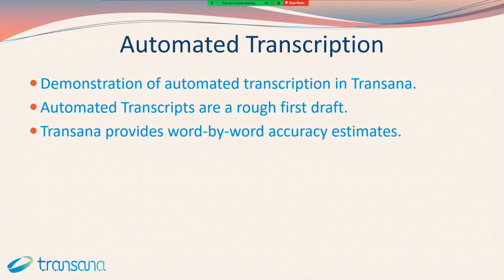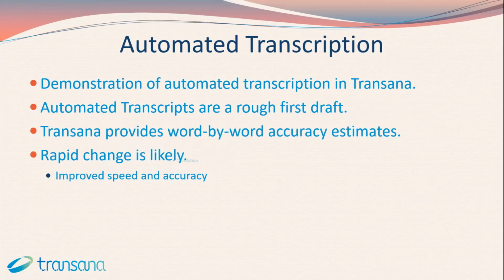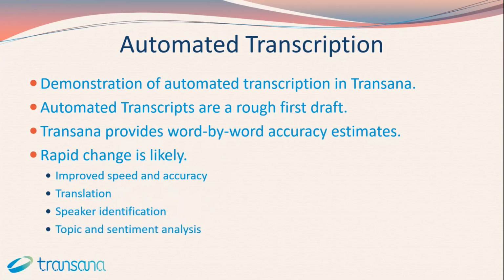I promise you that. As I showed you, Transana provides word-by-word accuracy estimates so that you know which words it thinks are right and which ones it's not so sure about. And in terms of automated transcription, rapid change is likely. It's a field that's moving really, really fast. So I'm anticipating improved speed and accuracy. It's improved incredibly over the past year. I foresee that it will continue to improve over the next year.